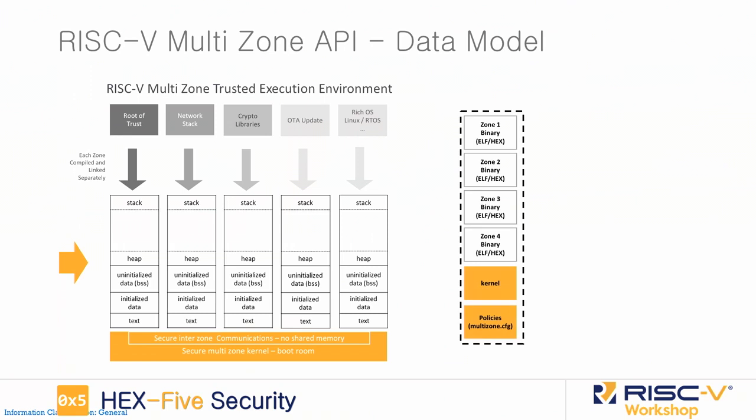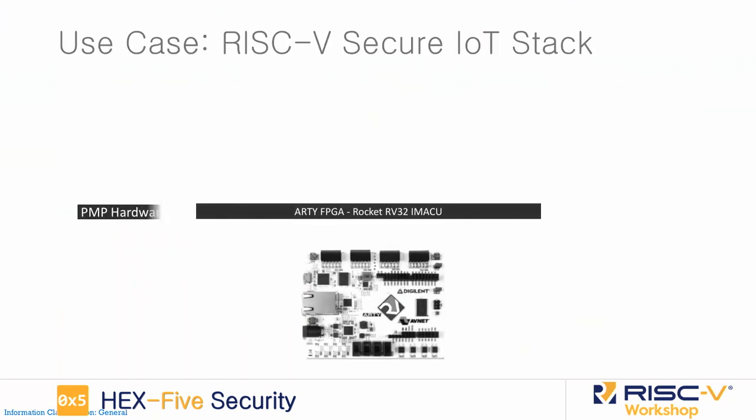Here is how it looks like. All the zones are binaries, so no need to code there. They come together with the kernel that makes this possible and the policies, which are defined in a flat file. And then there is a configurator piece of the toolchain that creates the flash image that you put on the system. And so here is what the system looks like.